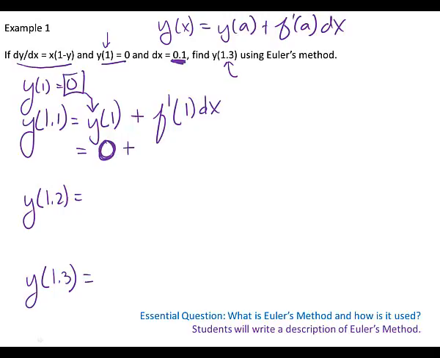I said y of 1 is 0. We need to look at f prime of 1. Do I have a value for f prime? Could I calculate it? They gave me the derivative. That's your f prime, right? I have to plug this x and this y into it. So I plug in what for the x? 1. Good, that's the x. And what am I going to plug in for the y? So I basically have 1 times 1, which is 1. What's the step size that I have to put in? 0.1. So what is this one equal to?